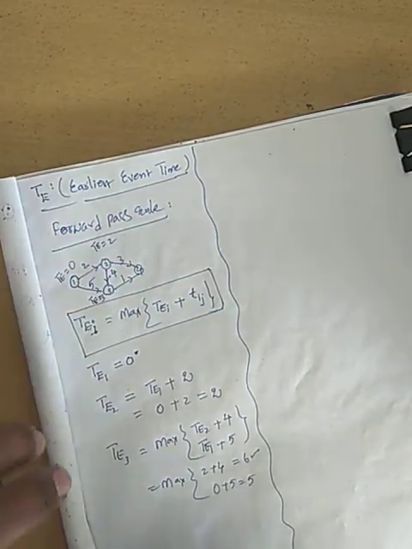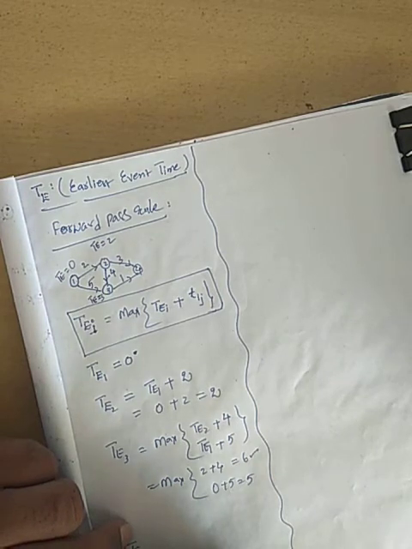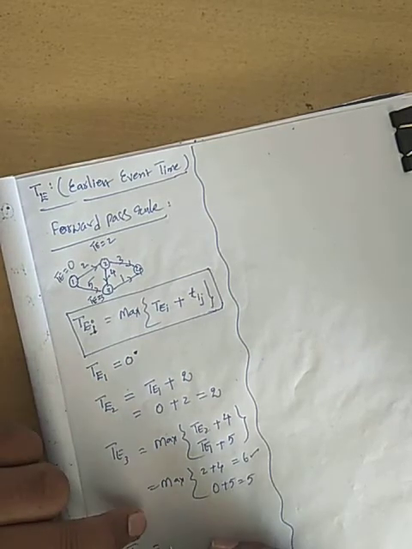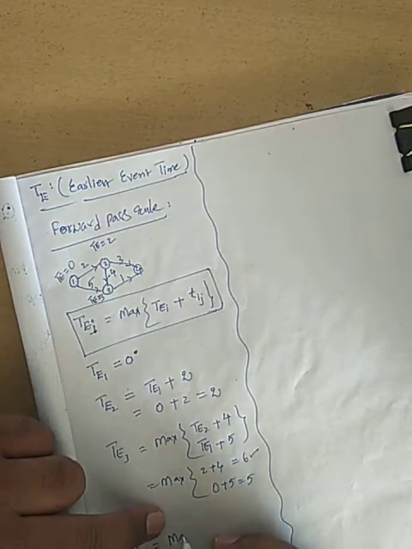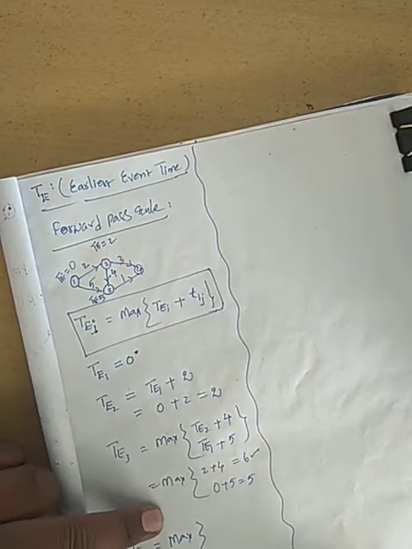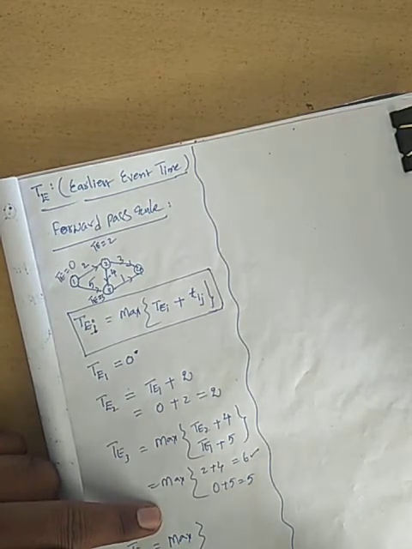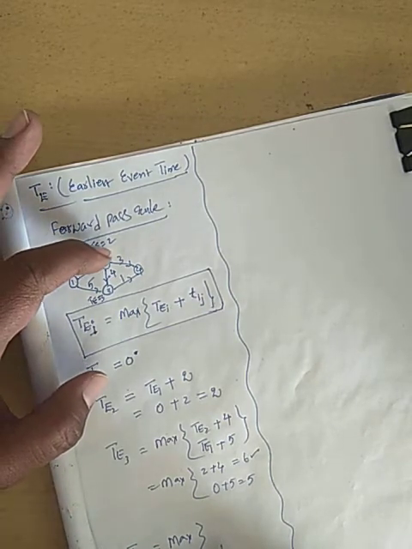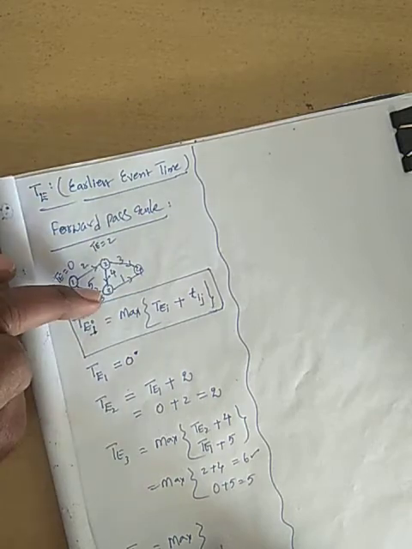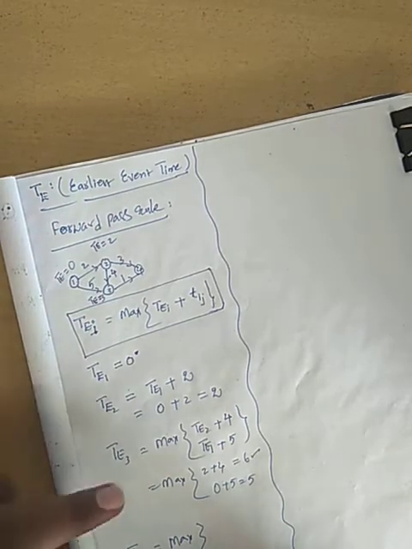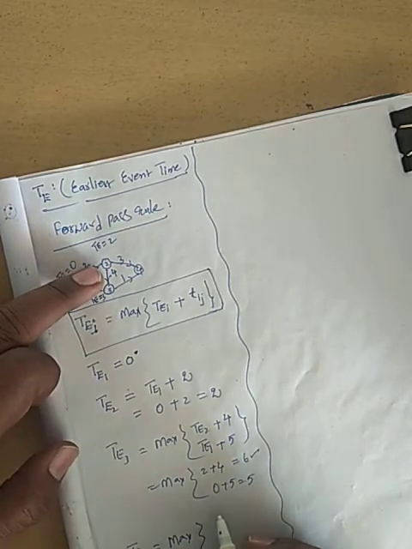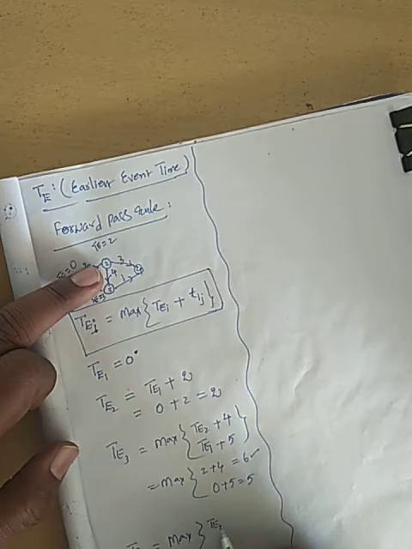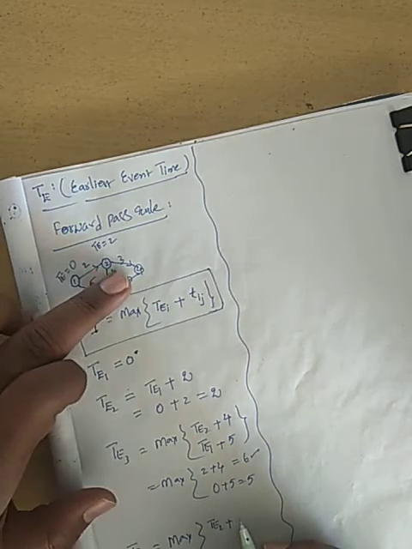Now you go for TE4. That is equal to, again to reach 4, many roots are there. So what are those roots? That's why I am writing max. Okay. Now careful. First one: 2 to 4 is one root. One more is 3 to 4. Okay. Max, 2 to 4. What to write? The formula: TE2 plus what is that value? 3.